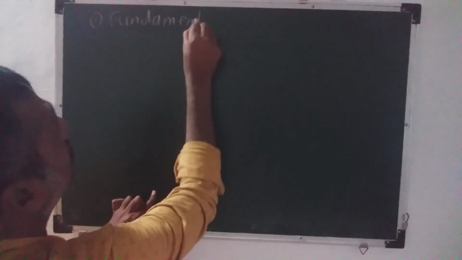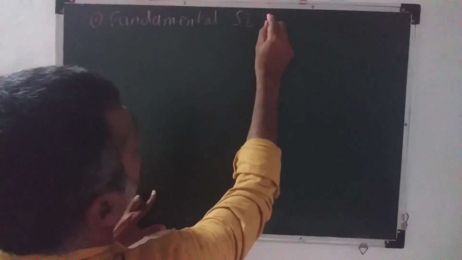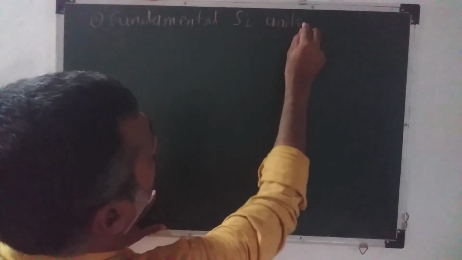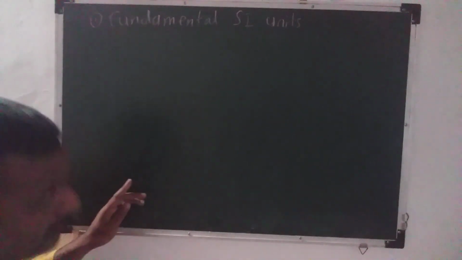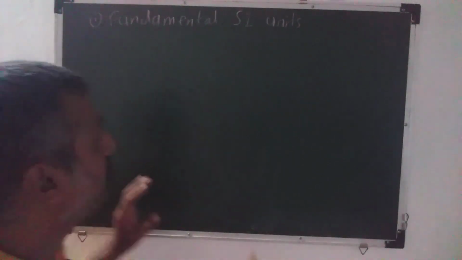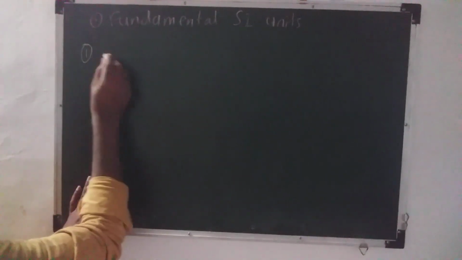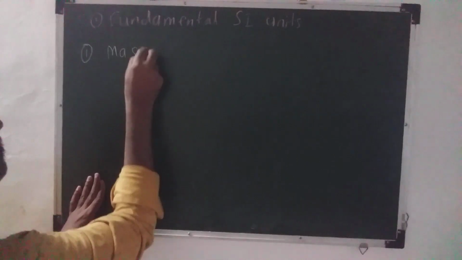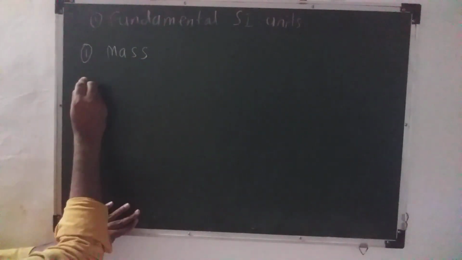Now SI units are of two types, fundamental units and derived units. Okay, so what are the fundamental units? Let me tell you. Fundamental SI units. Okay, so fundamental SI units are for some 7 fundamental properties. Which 7 fundamental properties are they? First one, mass. Okay, physical property I am writing here.